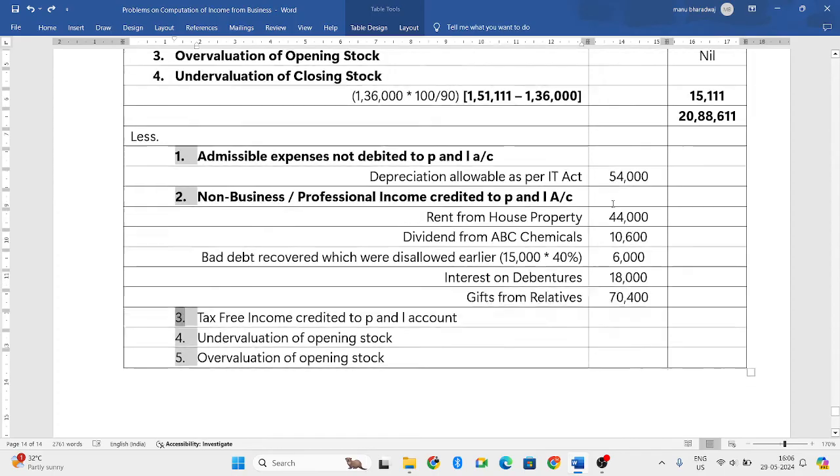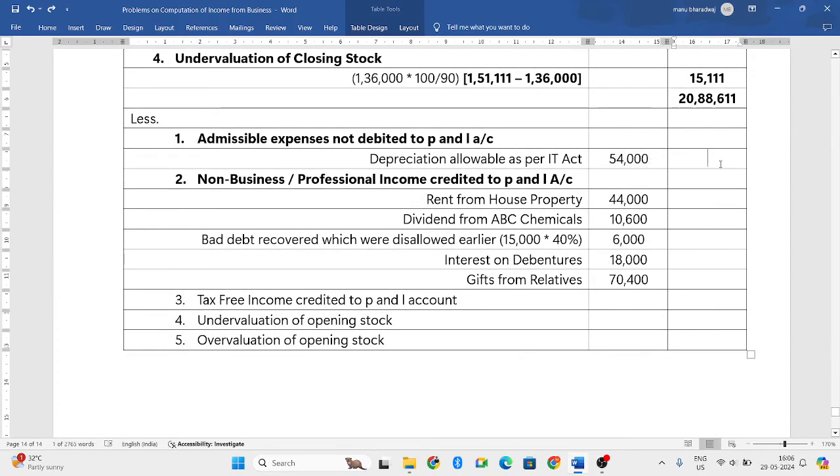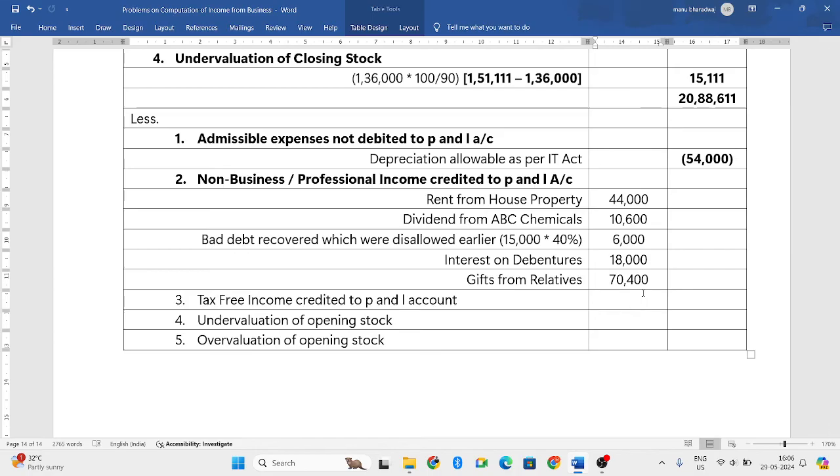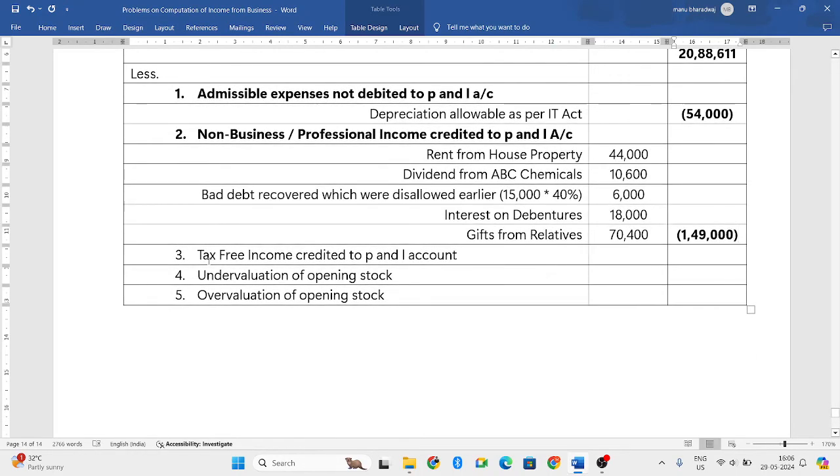Now let us add all these items. Depreciation is a single item, so directly I will write it in the outer column, that is 54,000. Next, for non-business income, there are many items, so I will add them: 44,000 plus 10,600 plus 6,000 plus 18,000 plus 70,400, the total of which is 1,49,000. Tax-free income credited to P&L account, there is nothing as such, so I'll write it as nil.